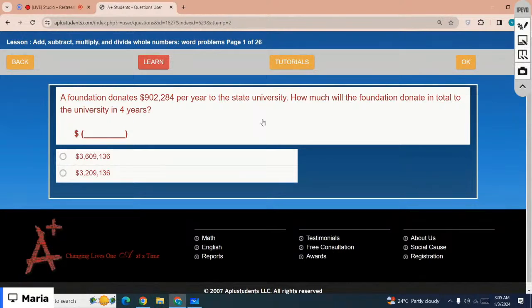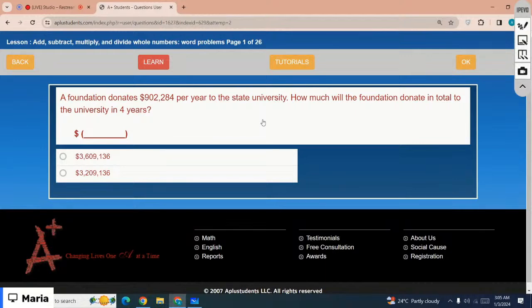A foundation donates $902,284 per year to the state university. How much will the foundation donate in total to the university in 4 years? That is the same we just did. You have to multiply the given value by 4 because the given value is for 1 year. You have to calculate it for the 4 years. So you need to multiply this value by 4, right?